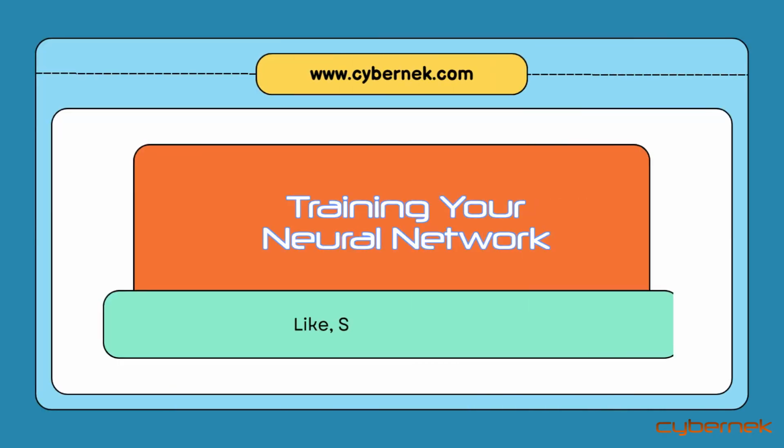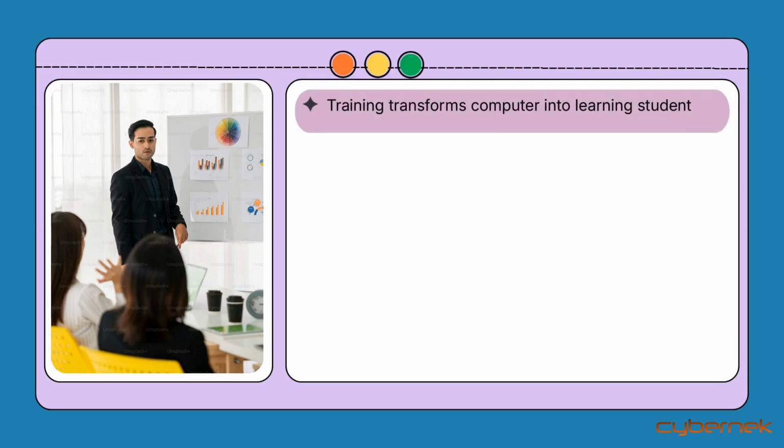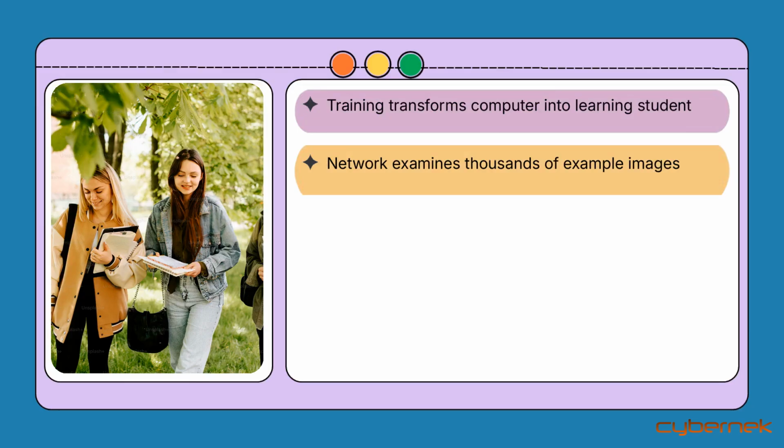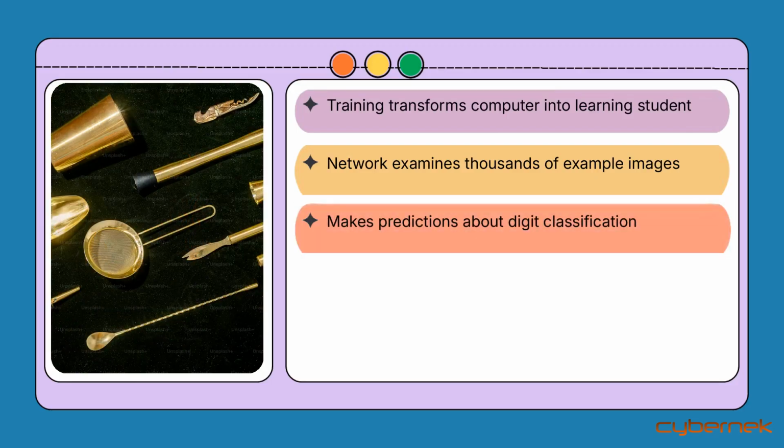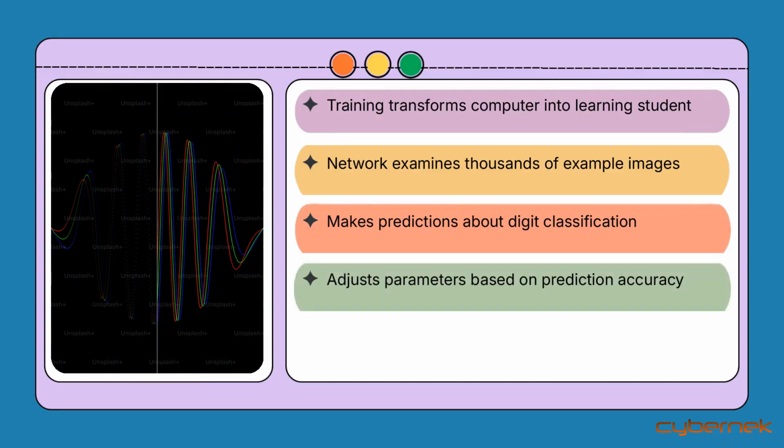Training your neural network. Now, for the moment of truth, training time. This is where your computer becomes a student, learning from thousands of examples. The neural network will look at each image, make a guess about what digit it is, check if it was right or wrong, and adjust its internal parameters accordingly.